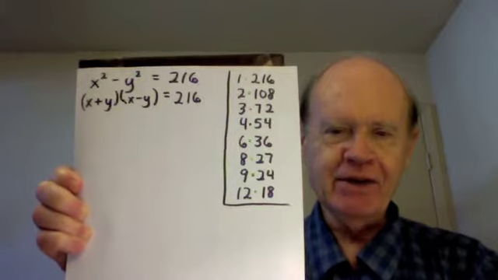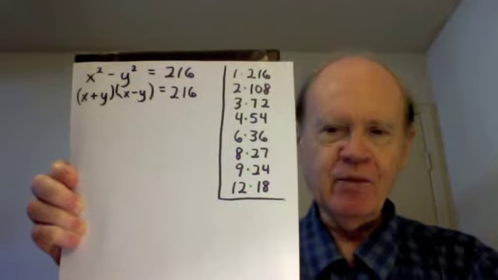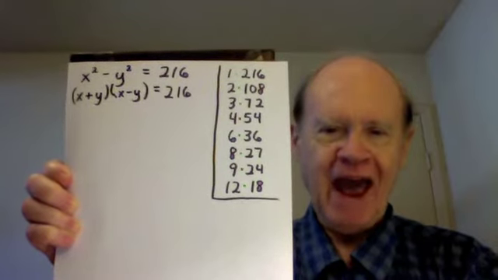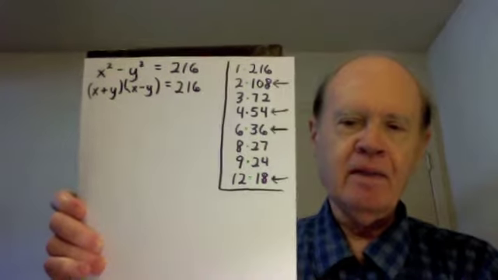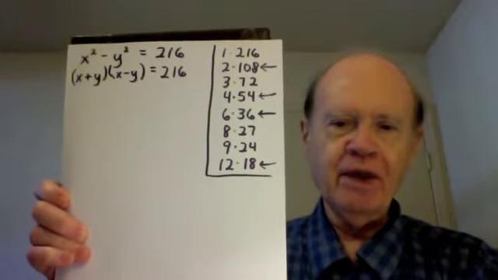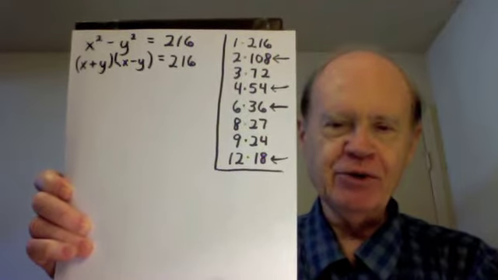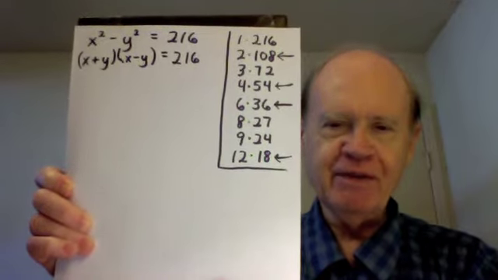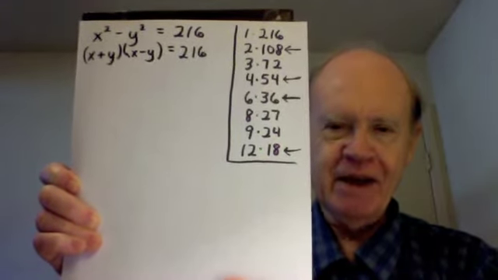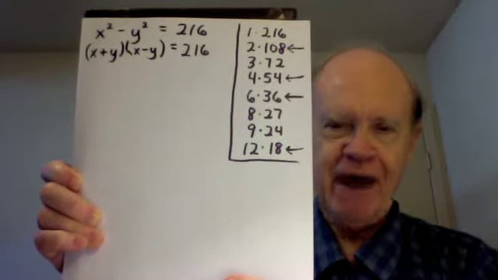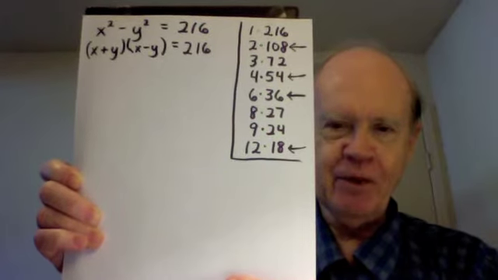I have listed here the factors of 216 in pairs. In what I plan to do, I'm going to be adding the two factors, and I will have to get an even number when I do that. I have marked with an arrow the 4 pairs of factors that add up to an even number. They are 2 times 108, 4 times 54, 6 times 36, and 12 times 18. And as we can see, those 4 pairs of factors are going to give us the 4 solutions that I asked for in the challenge.